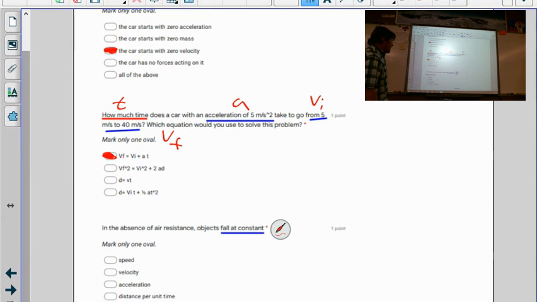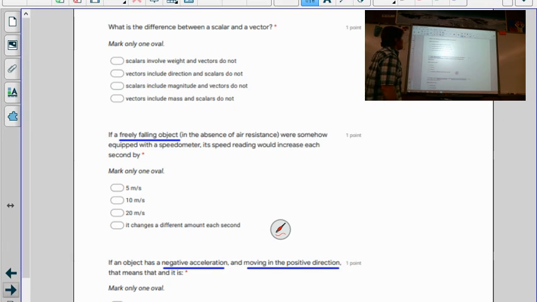In the absence of air resistance, objects fall at a constant acceleration. They fall under the acceleration of gravity. What is the difference between a scalar and a vector? A vector has direction. Vectors include direction, and scalars do not. So there is your correct answer.